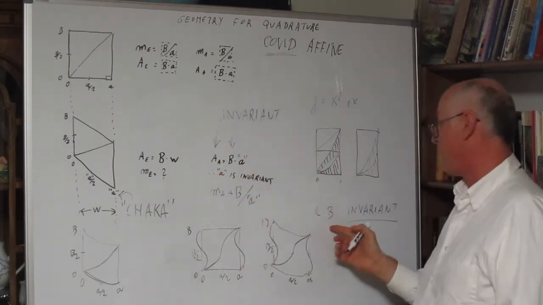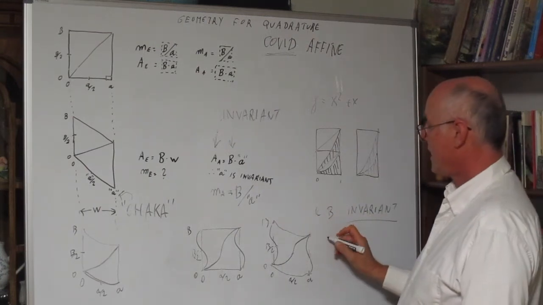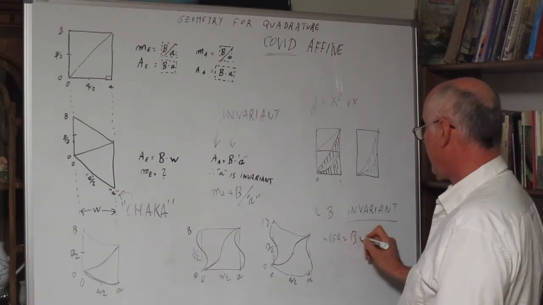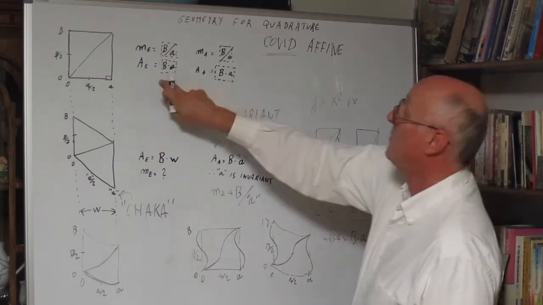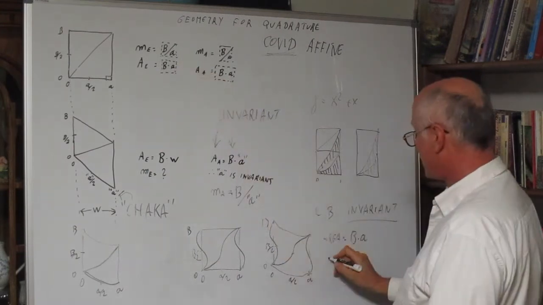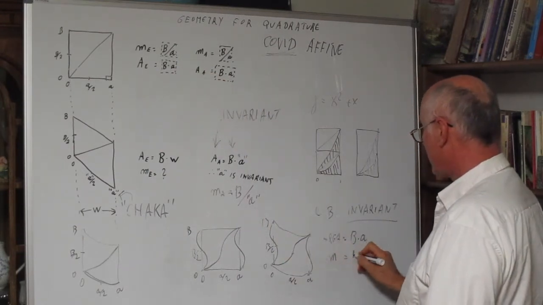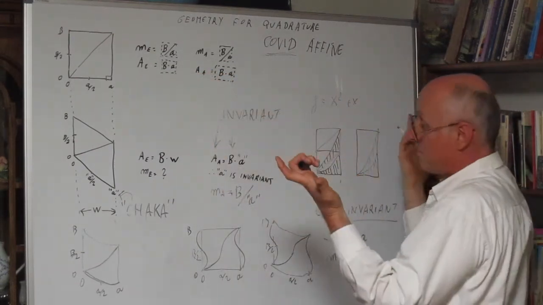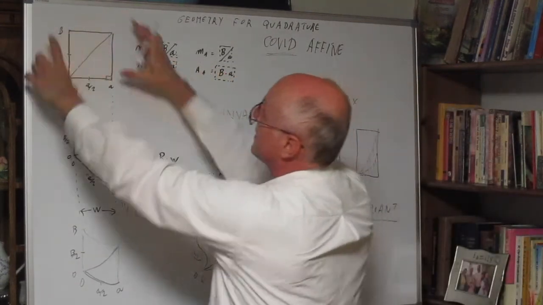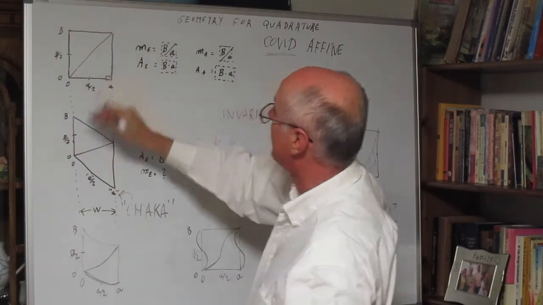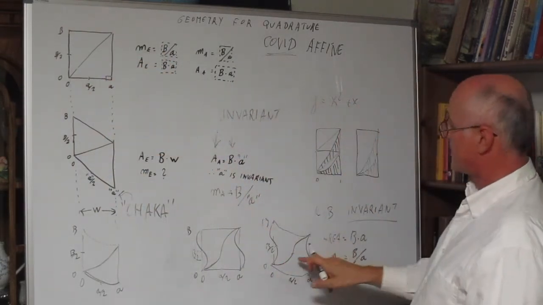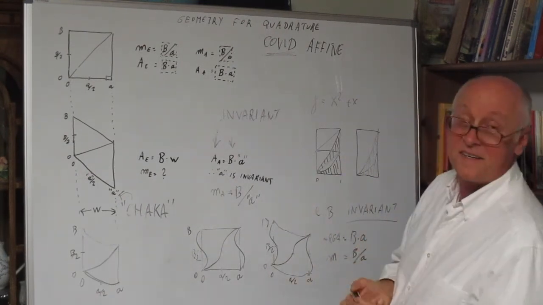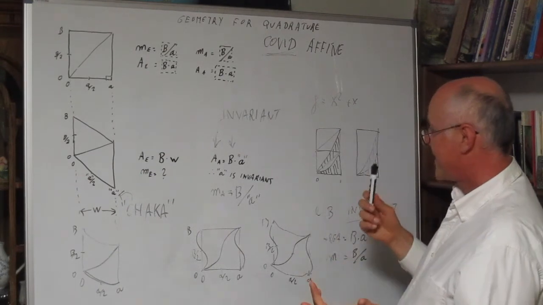So if A and B are invariant, what's the area? Area equals B times A. Same as here. What's the slope? M equals B divided by A. Same thing. Just as if it was in a right angle state, no difference. It's the same thing. No matter what you do, in a Cavalieri shift, it's invariant.